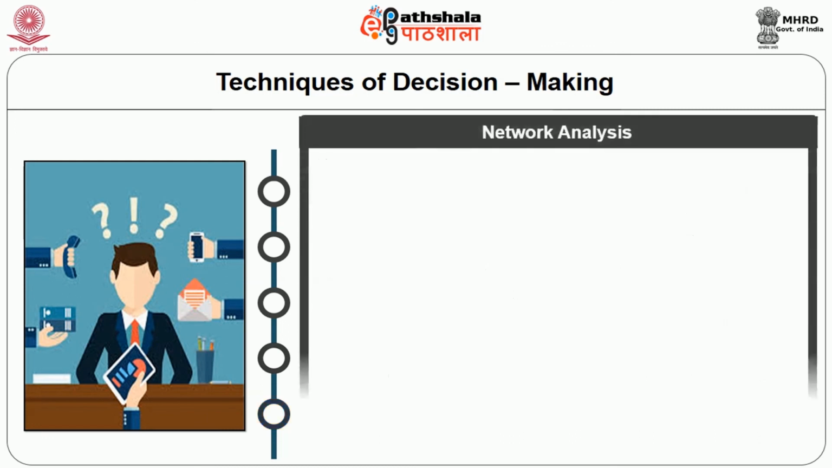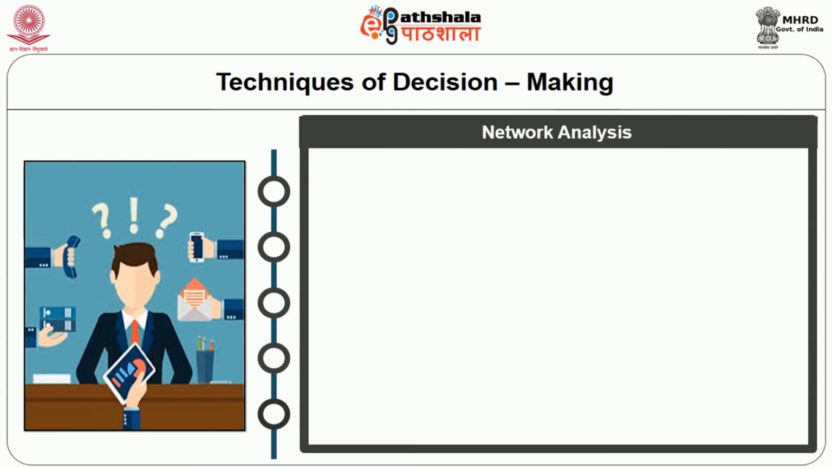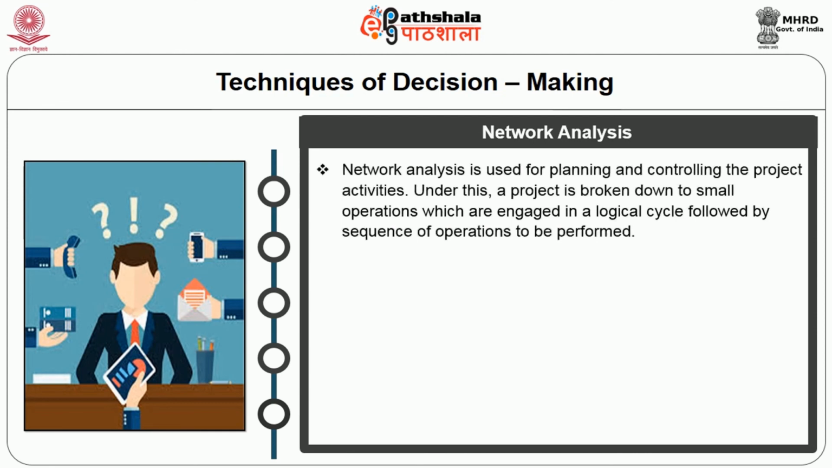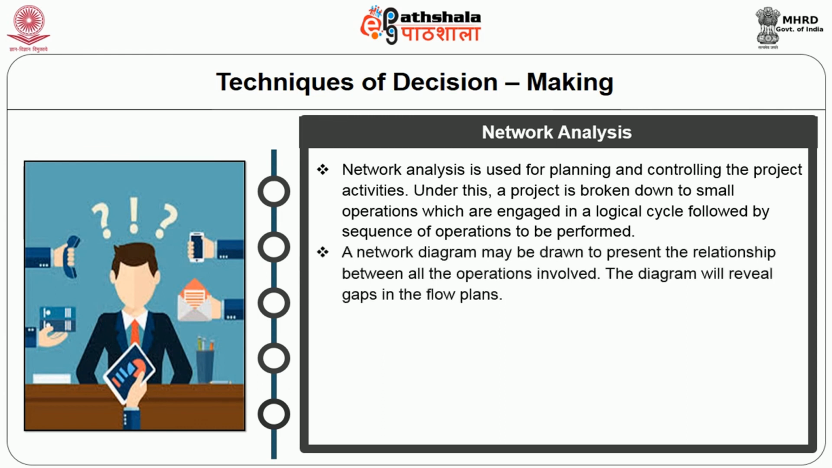The last technique in the process of decision making is network analysis. Network analysis is used for planning and controlling the project activities. Under this, a project is broken down to small operations which are engaged in a logical cycle followed by a sequence of operations to be performed. A network diagram may be drawn to present the relationship between all the operations involved. The diagram will also reveal the gap in the flow plans.